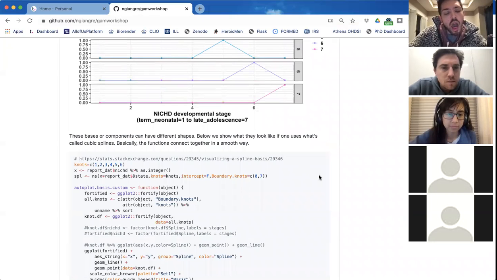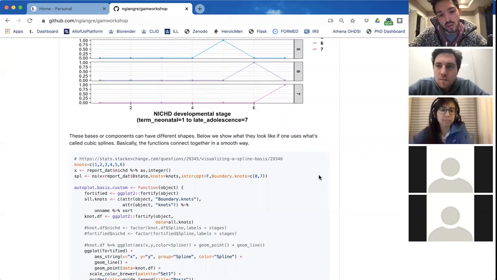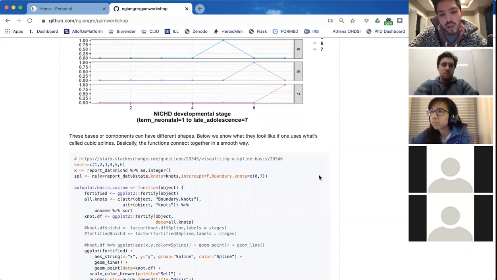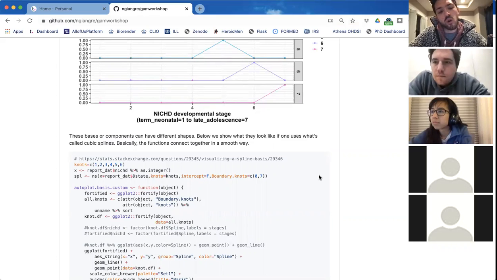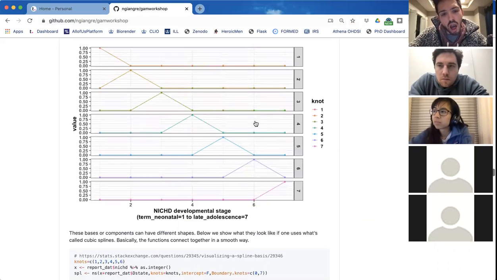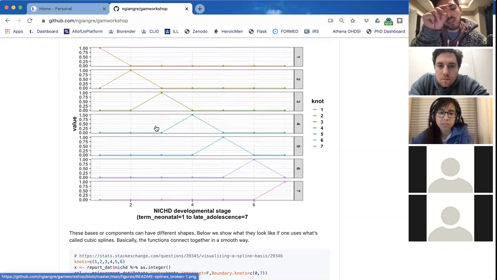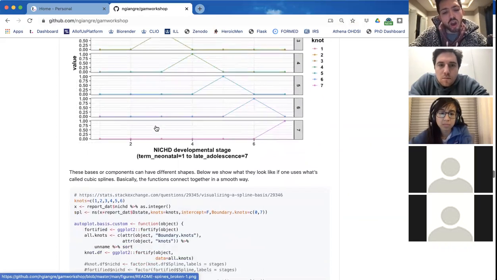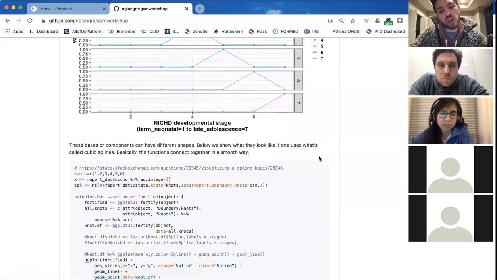Now, these components can have different shapes. Below I'm going to show what they look like. One uses what's called a linear spline, and these have a tent shape. Now I'm going to show one with a cubic shape, and those are smoother. They look nicer. And again, I took a lot of this from Stack Exchange.